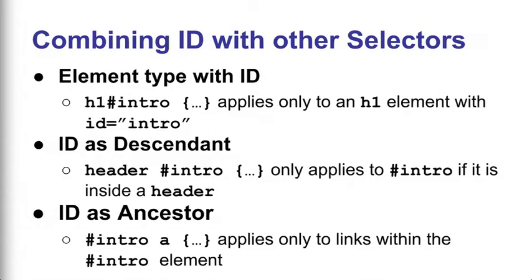We can also use the ID as the ancestor in a descendant selector, meaning that the selected element has to be a descendant of the element with a given ID.